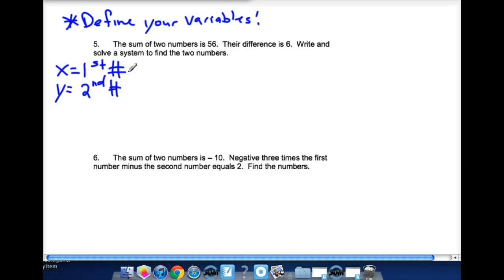First number, second number. All right, the sum. Who can write the first equation? The sum of two numbers is 56. I want to write the second one. All right. Who's got the first one? Kevin. Guys, I know it's Friday, man. We gotta get through this stuff. Henry, give me the first equation.